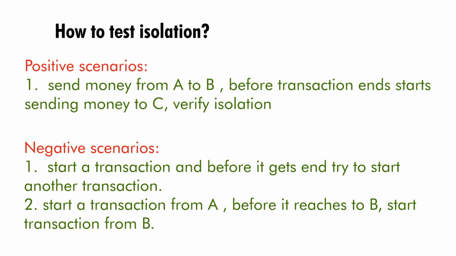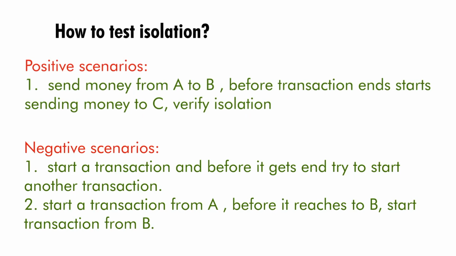Negative scenarios: start a transaction and, before it completes, try to start another transaction. Start a transaction from A and, before it reaches B, start a transaction from B. Meaning B should send some amount to somebody before A's amount is about to be received. Like this you can check the isolation scenarios.